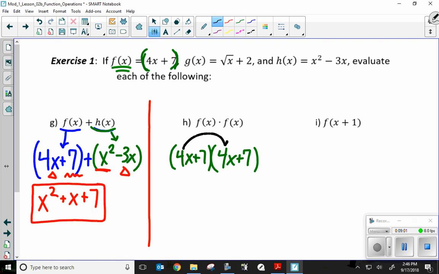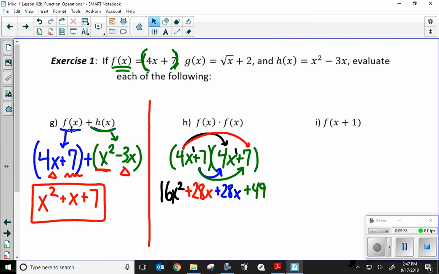4x times 4x, that's 16x squared. Don't forget, when I multiply, I need to add exponents. That's why it's x squared. All right? Now my 4x times 7 is 28x. So I distributed my 4x, and now I got to distribute my 7. That's why I call it a double distribute. 4x times 7 again, that's another 28x. And last, I have 7 times 7. That's just 49.